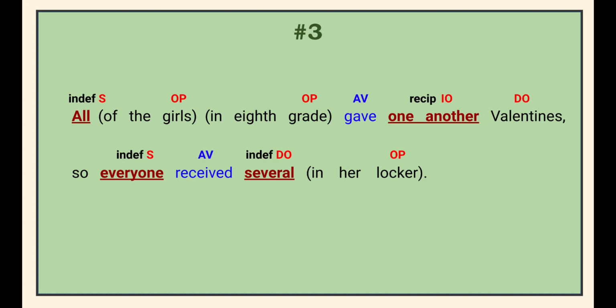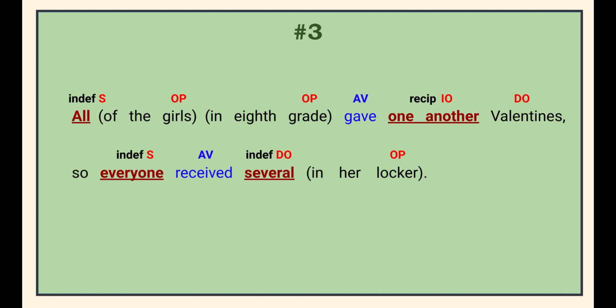Because you have an action verb gave, you need to ask yourself who or what was given, what received the action of the verb. Valentines is the noun that is the direct object. Once you've identified the direct object, you ask yourself who or what received the direct object, and that indicates your indirect object. In this case, one another.